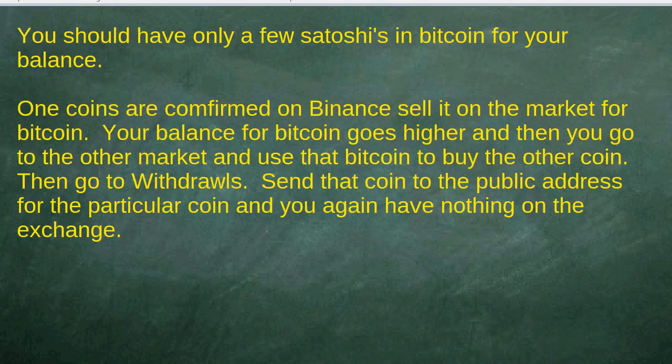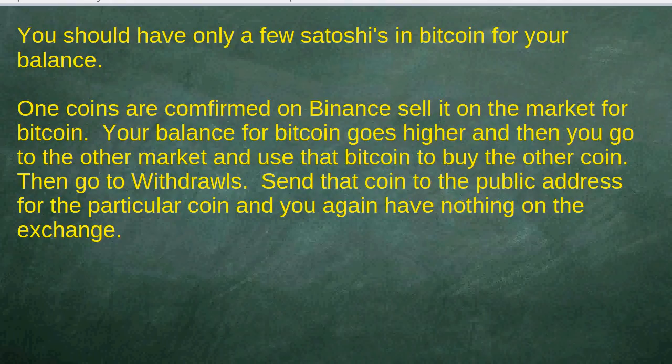Once coins are confirmed on Binance, then you should sell it for Bitcoin. Your balance for Bitcoin goes higher because obviously maybe you sell 1% of a Bitcoin's worth, you have 0.01, 0.00425, whatever. So then you go to buy the other one. There's a 100% button. I use the basic Binance Exchange. I think it's very nice. I do not like the advanced one. And you push the 100% button. You buy whatever the other coin is at market price.